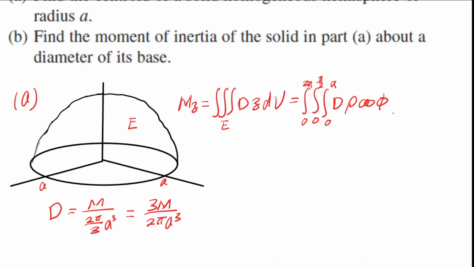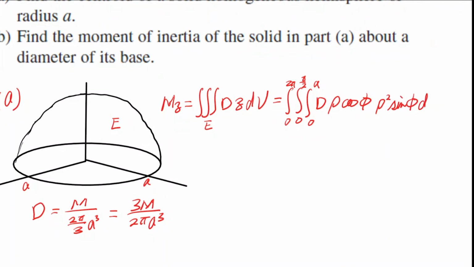Sorry. Yeah, there would be d theta, d phi, and then there's a sine phi, d rho. And then d rho, d phi, and d theta. How about that? Yeah, I see, getting rusty, aren't we? Okay, let me simplify that. 0 to 2 pi, 0 to pi over 2, and 0 to a of D rho cubed, and then sine phi cosine phi, right?